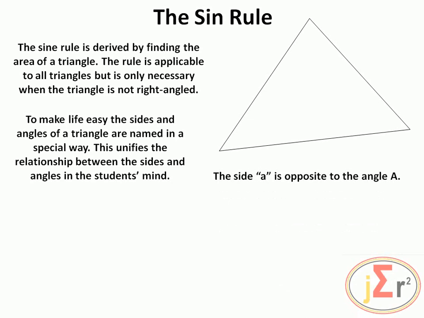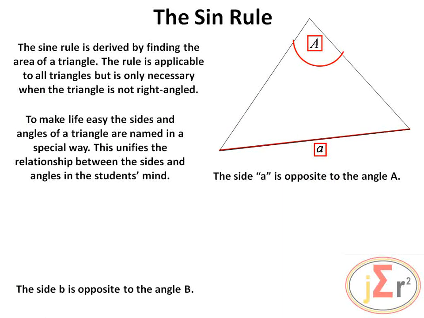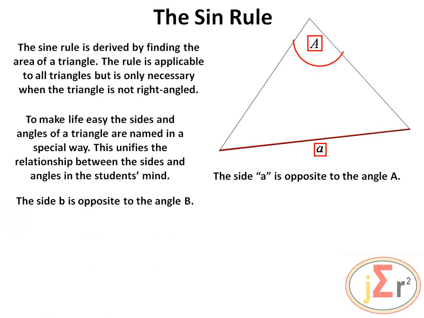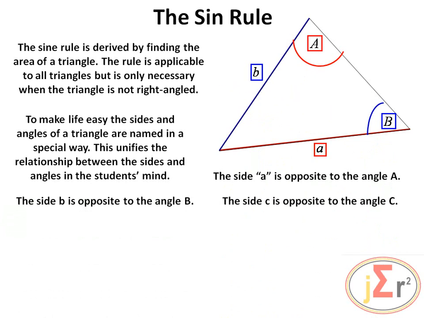So side A is opposite to angle A, that we have right there, and we can see very clearly indicated. Side A is opposite to angle A, and what do you imagine? Side lowercase b is opposite to the angle represented by uppercase B. And no surprise, the side C is opposite to the angle C. There we have it.